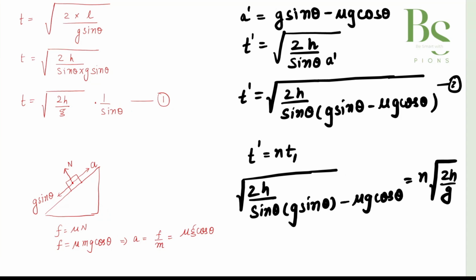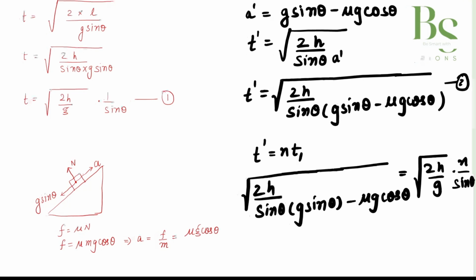So let me write this over here. Let's remove this and let me just write it here like this. Root under 2h upon g and into 1 upon sin theta. And where will be n? Let's multiply the n over here. Okay, so this is our relation. Let's simplify and get the value of mu. Mu is the coefficient of friction. So square both the sides. On squaring both the sides, it will become what? It will be removing the roots.